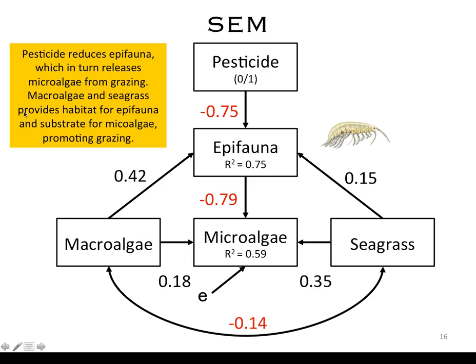So here we've seen pesticide reduces the epifauna, which releases the microalgae from grazing. Macroalgae and seagrass provide habitat for epifauna. Or no, sorry, for the epifauna. They provide a habitat for epifauna. This is the seagrass and the macroalgae. And substrate for the microalgae, so promoting grazing. So we've learned quite a bit more about why pesticides might help out the microalgae.